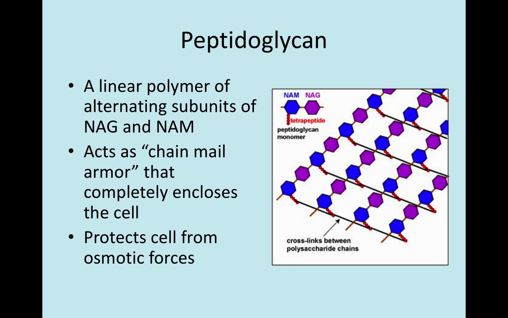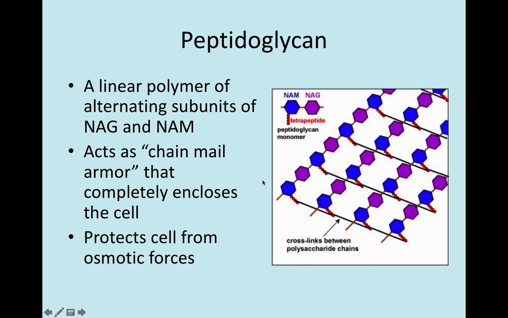Here's an image of peptidoglycan showing you alternating subunits of what's referred to as NAM and NAG. Here in blue is NAM, NAG in purple, and you can see they alternate: NAM, NAG, NAM, NAG. This is one layer of peptidoglycan. Here's another layer, another, and another, so there are 4 layers of peptidoglycan in this image. Here they are also cross-linked to each other.